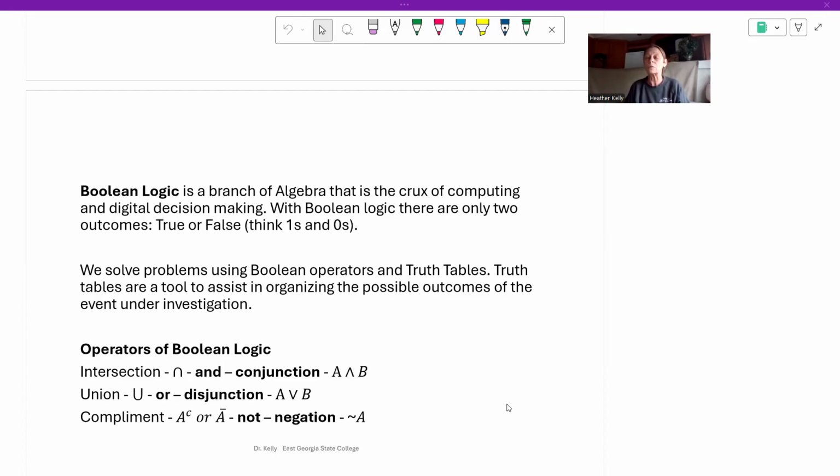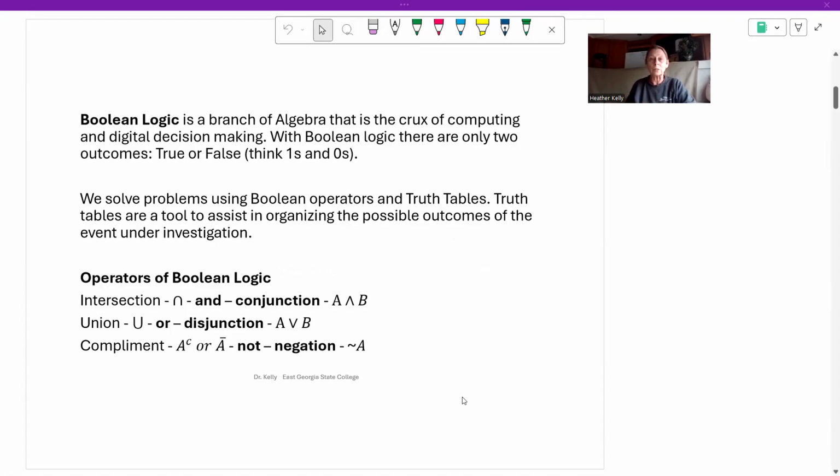We solve logic problems with Boolean logic using its operators and truth tables. Truth tables are a tool that you're going to be provided with that will assist you in organizing the possible outcomes so that you can make an informed and well-reasoned decision using logic. There are operators in Boolean logic, and just like there are operators with sets, they are related to sets that you've used in the past.